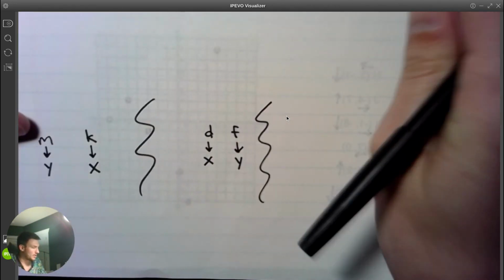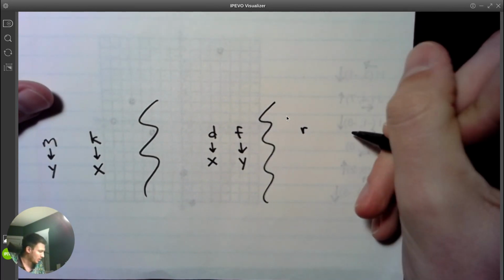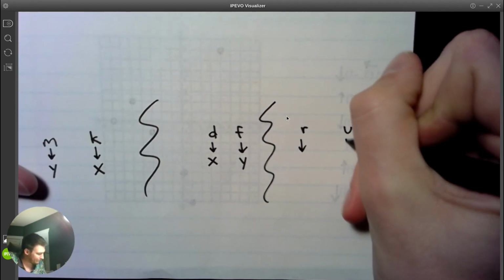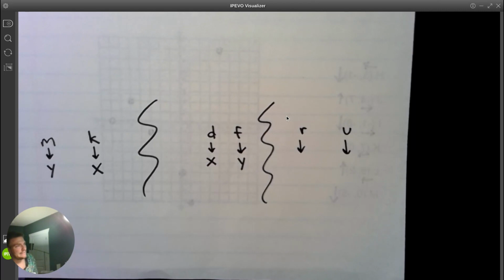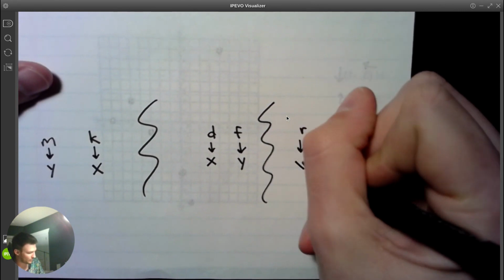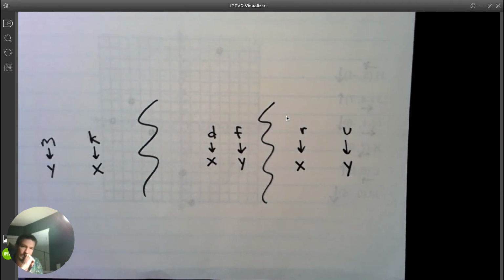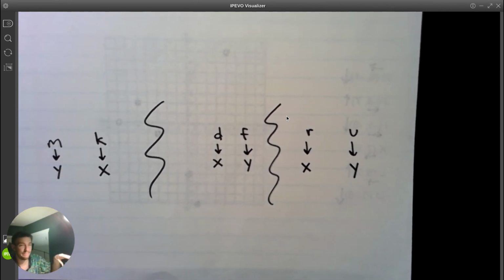Let's do one more. Let's do the letter R and the letter U. A, B, C, D, E, F, G, H, I, J, K, L, M, N, O, P, Q, R. So R is going to come first. U is going to come second. Just count them off. Don't miss a question because of your ABCs.